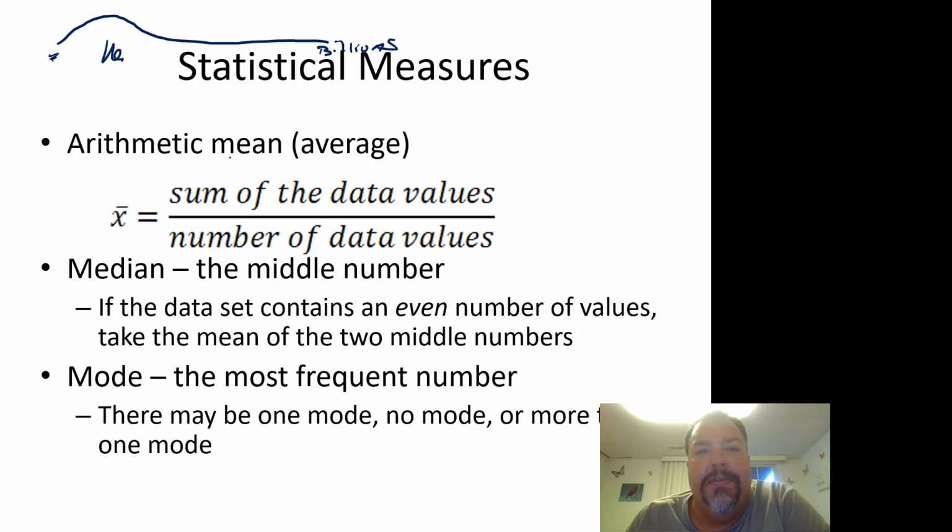So there are 3 ways of telling what the center, the typical number is. The first one is the average. To get the average, we're just going to add up all the data values and divide by how many we have. If we're looking at the median, then we're looking at the middle number. And that's a good way of measuring the center when the data is skewed. And the mode is going to give us the most frequent number. So there may be one mode, no mode, or more than one mode. And for the median, it's going to be the middle number, but if there is no exact middle, then we're going to take the average of the two middle numbers.